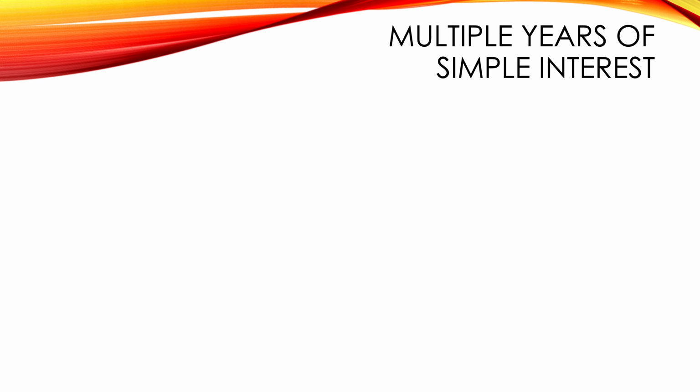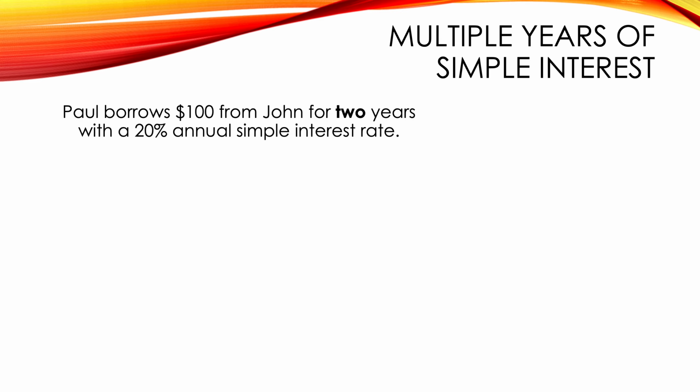Okay, so what if this were multiple years? In other words, what if Paul didn't just borrow from John for 1 year? What if it was like 2 years? Let's imagine Paul borrows $100 from John for 2 years with a 20% annual simple interest rate. Annual just means once a year. Well, all you have to do in that situation is use the same formula, but just add an extra R inside of the parentheses, right?